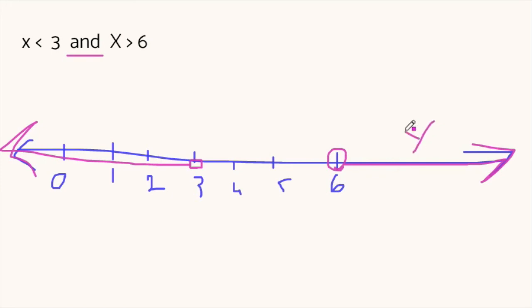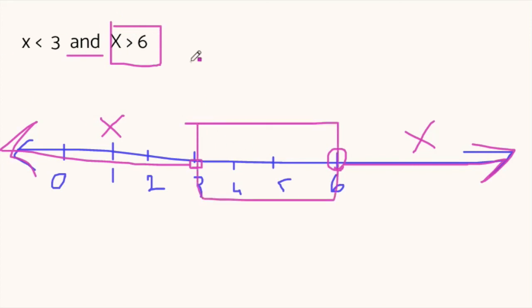That means this can't be the answer because it doesn't satisfy x is less than 3, and any of this cannot be the answer because they don't satisfy x is greater than 6. Between these two lines, it doesn't satisfy either of the inequalities. What that means is this does not have an answer. There is no number that is less than 3 but greater than 6.